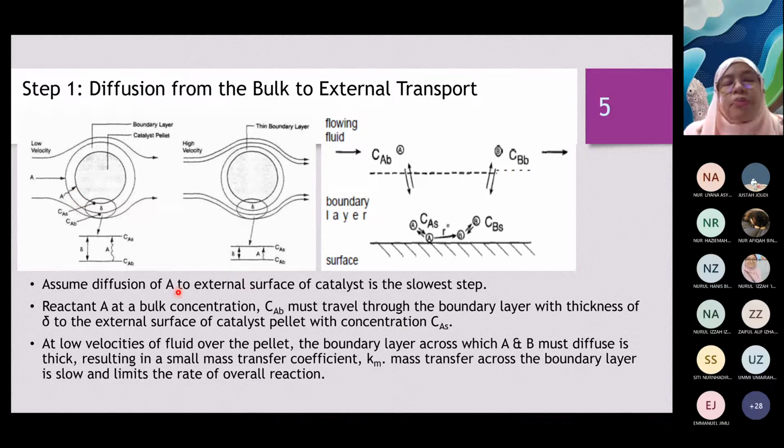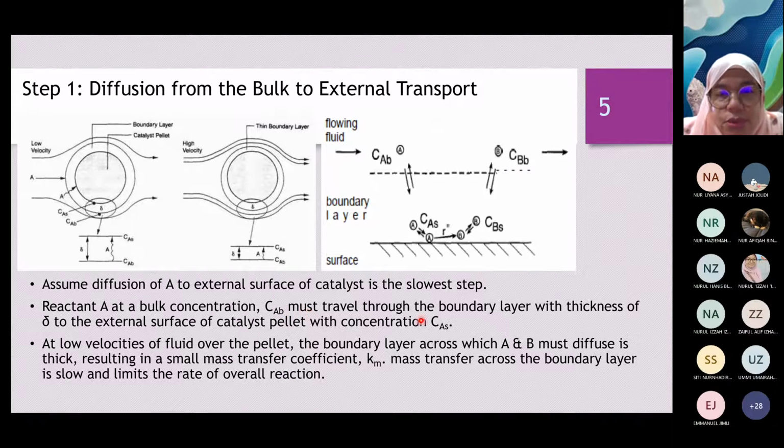fast or slow. Okay, so assume the diffusion of A, reactant A, to the external surface of the catalyst is the slowest step. So it takes time for the reactant A to transfer from the bulk fluid to the external surface of catalyst. Reactant A at a bulk concentration CAB, so the concentration of reactant A at the outside of catalyst, ataupun at the bulk fluid area, we write it as CAB, concentration of A at bulk fluid. CA referring to the concentration of reactant A. B here is referring to the bulk fluid area.